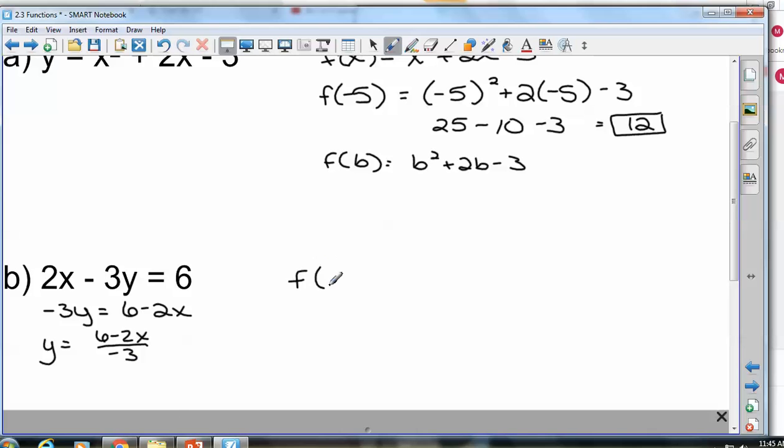There are different ways you could write this. So my y is f of x. You could certainly leave it like this. You could split it up. Negative 6 over negative 3 is negative 2. Negative 2 over negative 3 would just be a positive 2/3 x. You could put 2/3 x minus 2. Lots of equivalent ways of writing that.